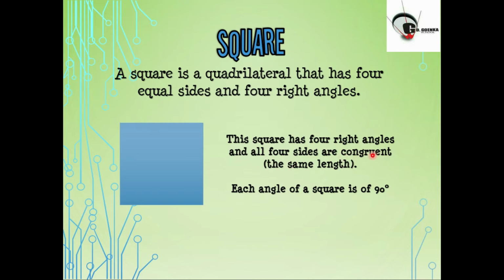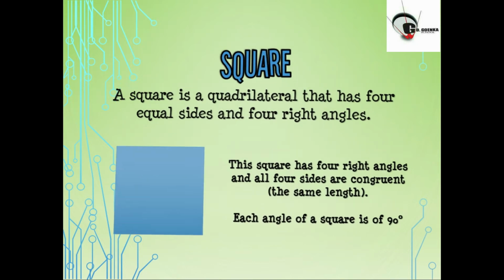What is the meaning of congruent, children? Congruent means of the same length. And each angle of this square is of 90 degrees.